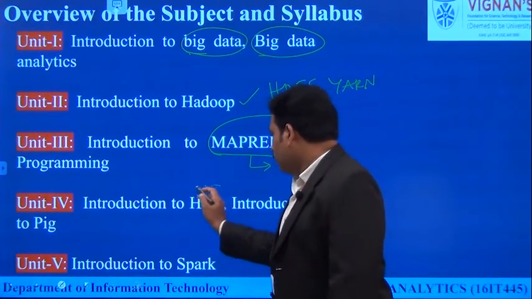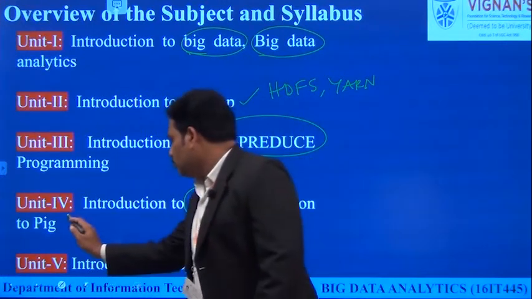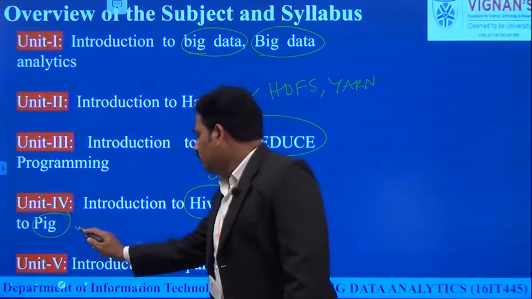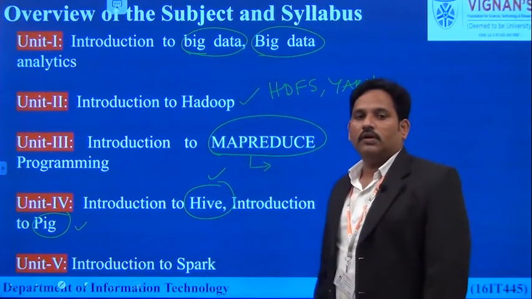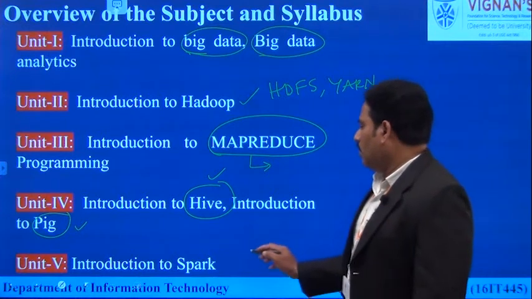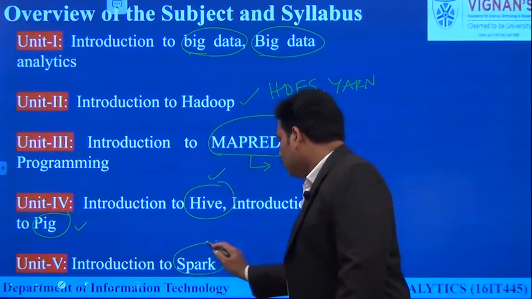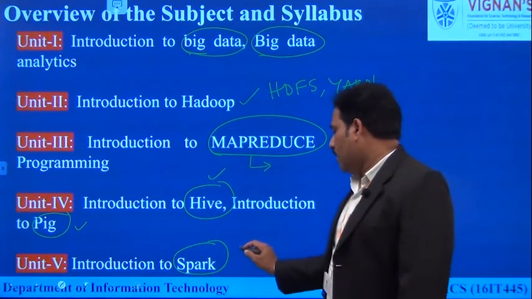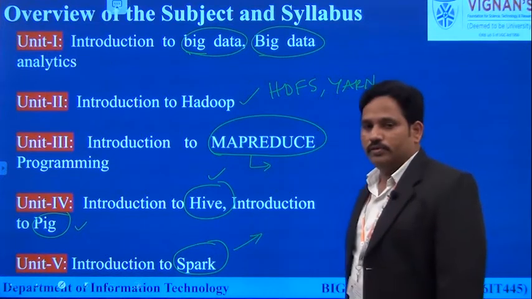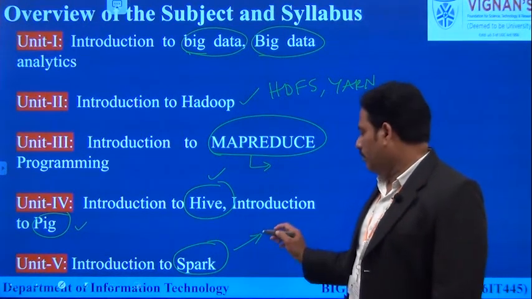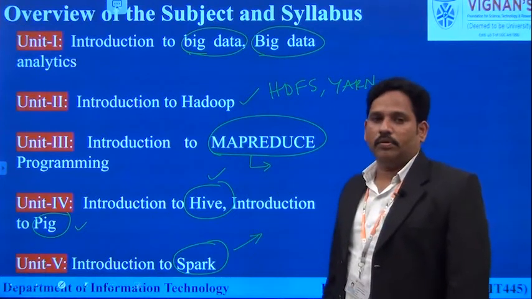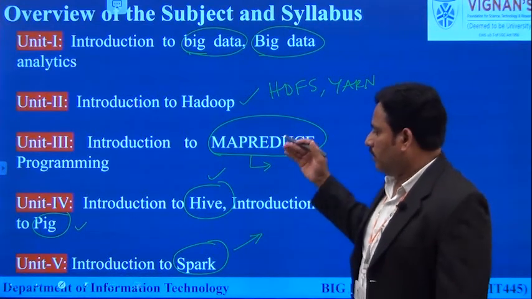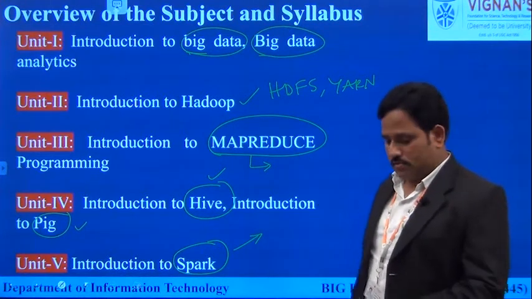In unit number 4, we will see 2 advanced tools in the big data environment. They are Pig and Hive. These 2 tools are also used to perform big data analytical activities. And finally, in unit number 5, we will see the introduction of another big data tool called Spark, how Spark is going to be used, how the programming concepts are going to be implemented in Spark, and how it is going to be implemented in real-time applications. So these are the basic concepts covered in the entire syllabus.